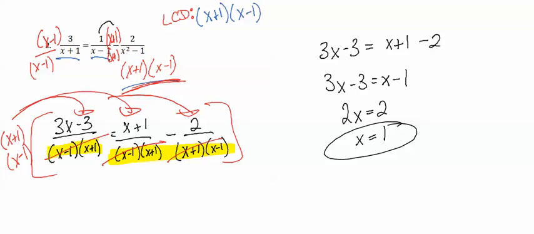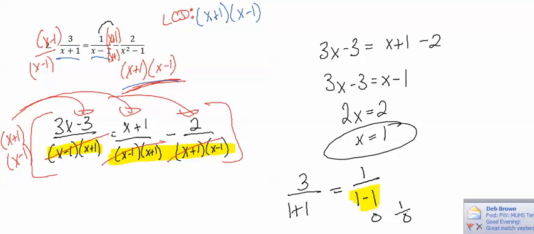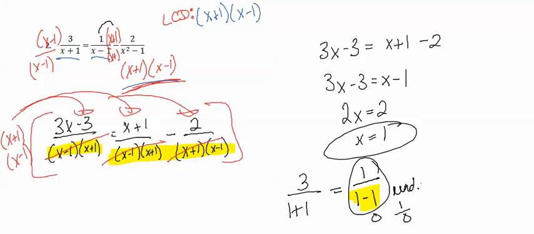Now, here's the thing that we're going to do. We're going to double check this, just like we did in the last one. I'll get 3 over 1 plus 1. And then I'll get to the second one, and it'll be 1 over 1 minus 1. And you'll hopefully notice right away, 1 minus 1 is technically 0. So I have 1 over 0, which means that this right here is undefined. And you can't solve an equation with an undefined.